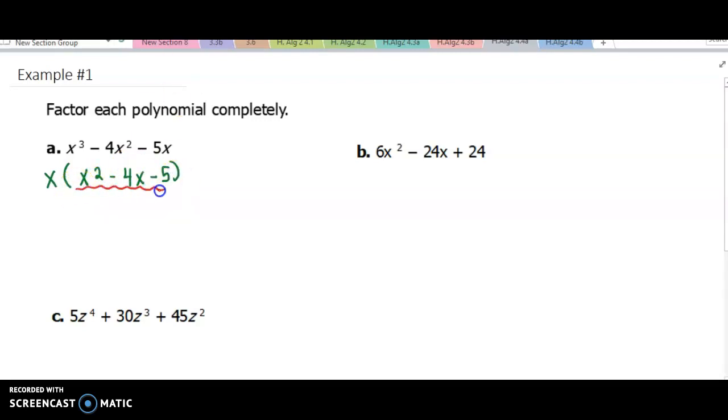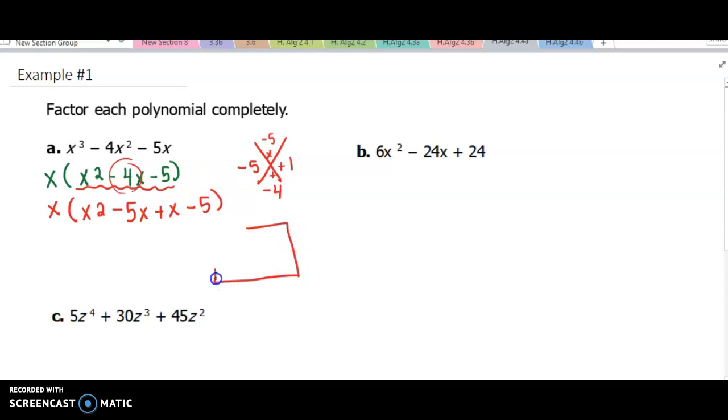Now, I want to go ahead and see if this factors more. So I want two numbers that multiply to a times c, which is -5, but add to b, which is -4. Okay, so yes, we do have those two numbers. It'd be -5 and +1. And so when I put my -5 and +1 in for this, I get x times x squared minus 5x plus an x minus 5. Okay, and then I can box it. So we have an x squared minus 5x, plus x, and then minus 5.